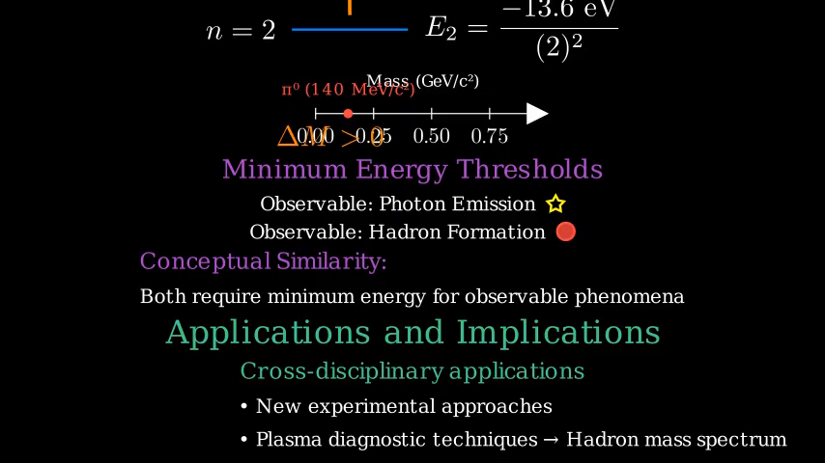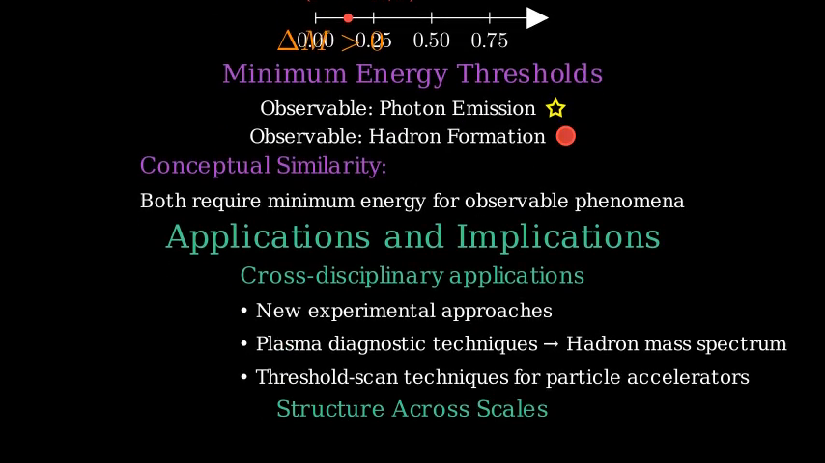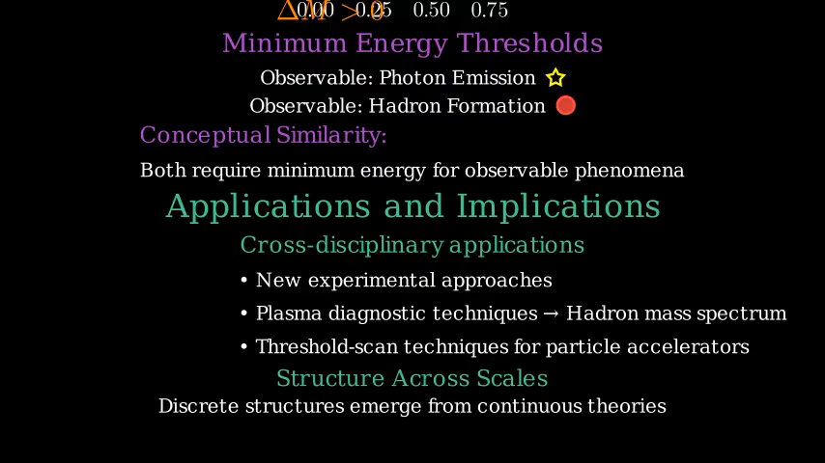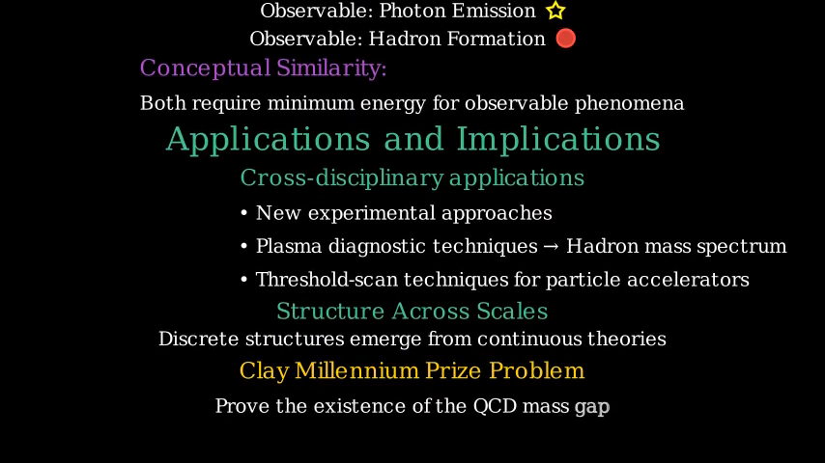This cross-disciplinary perspective highlights how quantized energy gaps give rise to structure across vastly different physical scales. From atomic energy levels to hadron masses, the emergence of discrete structures from continuous underlying theories is a profound feature of quantum physics. The QCD mass gap remains an open problem in theoretical physics. In fact, providing a rigorous mathematical proof of its existence is one of the Clay Mathematics Institute's $1 million Millennium Prize problems. By drawing connections between well-established areas of physics like plasma spectroscopy and frontier areas like QCD, we may gain new insights into some of physics' most challenging problems.